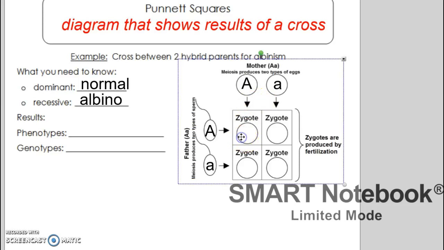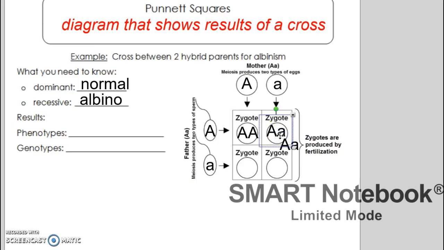In this first zygote, one possibility is that he has a sperm that fertilizes the egg, and they end up with both dominant alleles. So that particular baby would have no chance of being albino, okay? They could also have the possibility of having a baby that is big A, little a. So this individual is going to be a carrier.